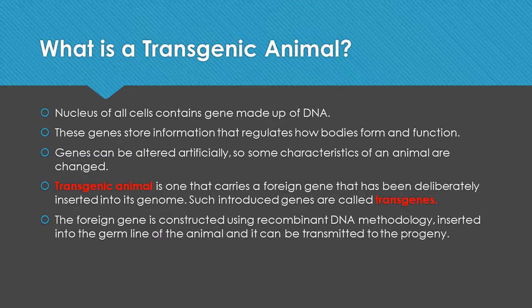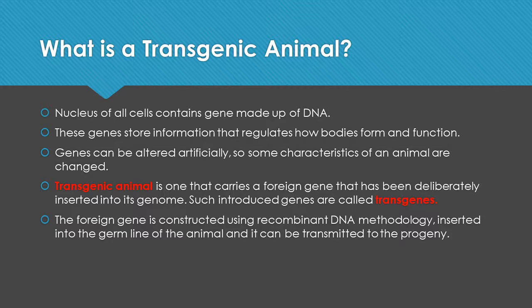You know that DNA contains many genes that are stored in the cell in a structure called the nucleus. The genes store information that regulates how bodies form and function. The genes can be altered artificially, so some characteristics of an animal are changed. It is called gene editing.